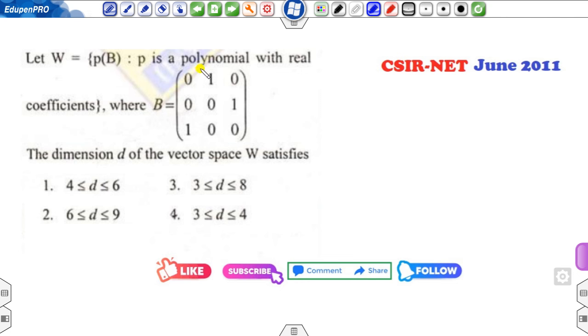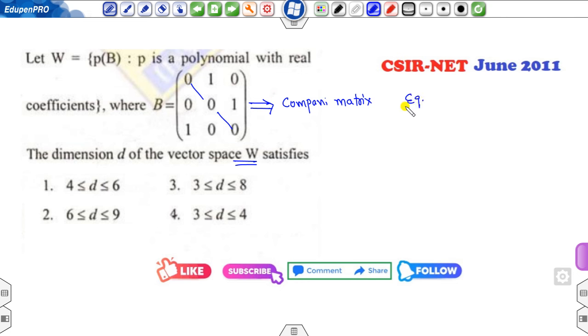Let W be the polynomial with real coefficients where the matrix B is this. Then the dimension of this matrix... I think it is very simple. Dimension means you have to find the rank. What does it mean? This is my companion matrix. I think all of you know that the diagonal entries are 0 and the upper values are 1.